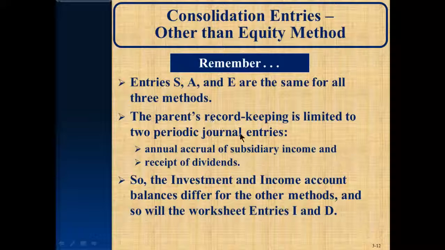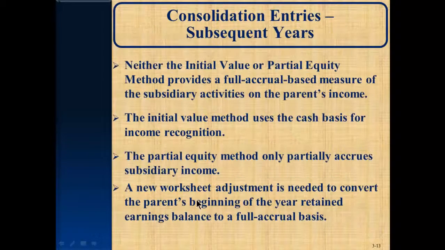And that's what I just said. So you've got two entries that you make, the accrual of the income and the receipt of dividends. Those are the two entries that are going to be different. And then the thing is, the investment account that you're carrying on your general ledger, and of course the income account balances, either you're recognizing this equity income of the subsidiary, or if you're under the initial cost method, you're not doing that, and you're just going to record the dividend as dividend income. That's what you have to deal with, depending on which method you use.